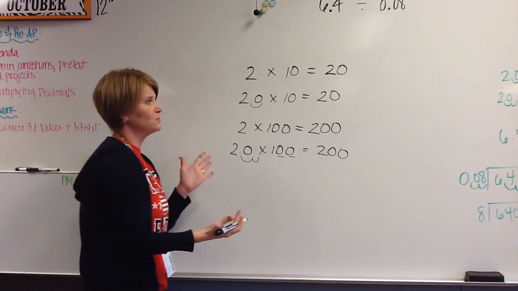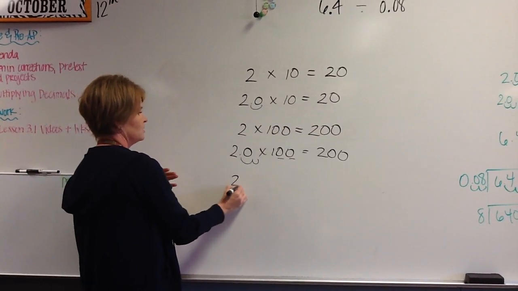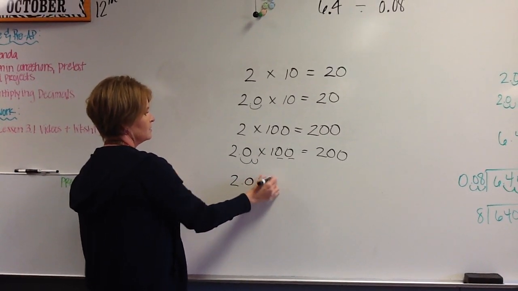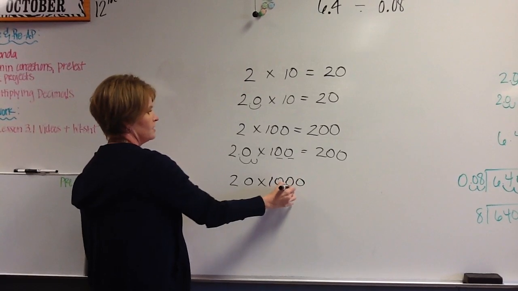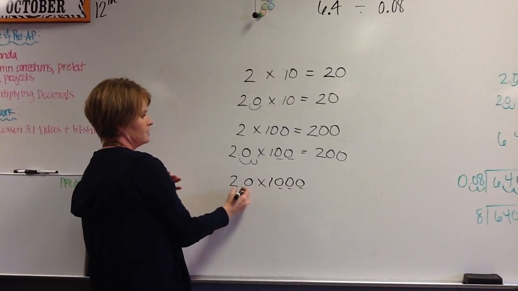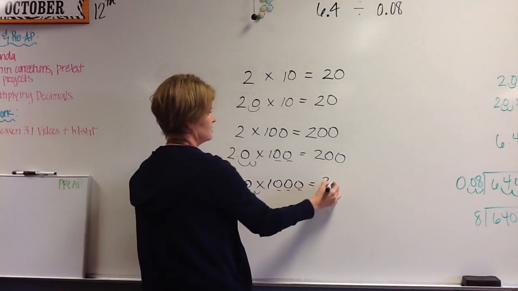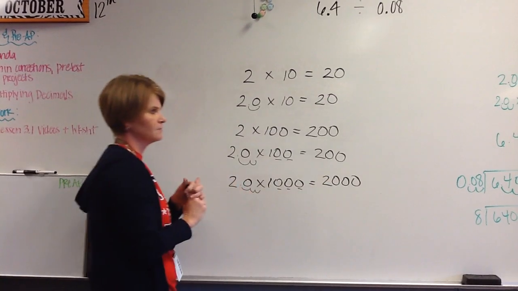So this is always true when you're multiplying by a power of 10. It doesn't matter what the number is. I could do 2.0 times 1,000. If there are 3 zeros, then I'm going to move my decimal 3 places, which sometimes means I end up adding zeros. So I would have to add 2 zeros to the end of this to get 2,000.